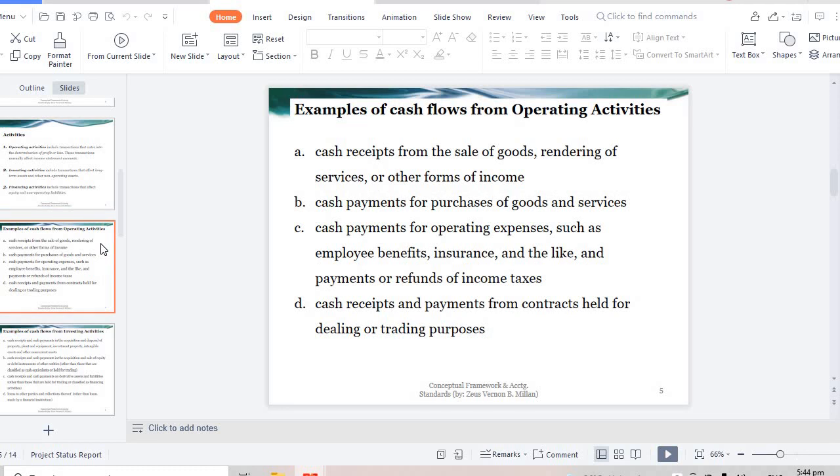Okay, so examples of cash flow from operating activities. Before that, in the presentation of the statement of cash flows, there are two methods: the direct method and the indirect method. But in actual practice, we usually use the indirect method. With the indirect method, it is just the net change based on the balance sheet. Whatever the increase or decrease on the balance sheet compared to last year or the current year, it is for you to look at and study.